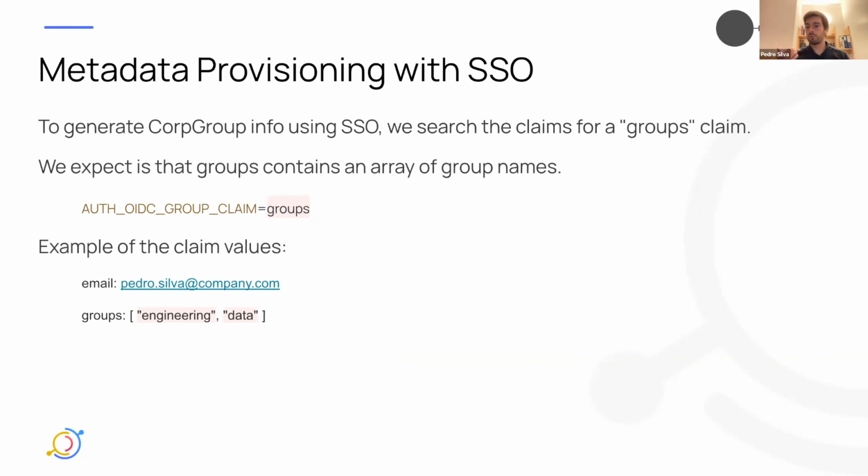To generate corporate groups from this first login scenario, you look at the groups claim, and we expect an array of information to be given there, and then generate groups based on that. So an example could be, I belong to the engineering and the data groups. So if they do not exist, DataHub will automatically create these groups for us, right?